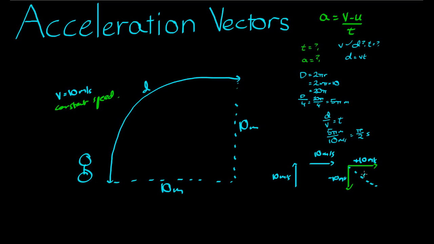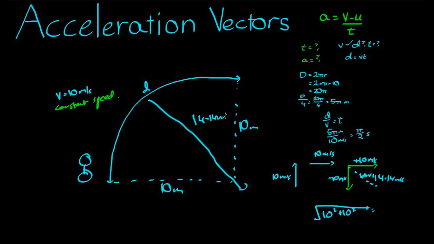The total change in velocity, the magnitude there, is equal to the square root of 10 squared plus 10 squared, which is equal to the square root of 200, which comes to 14.14 meters per second. So the total change in velocity was actually 14.14 meters a second in that direction down there.